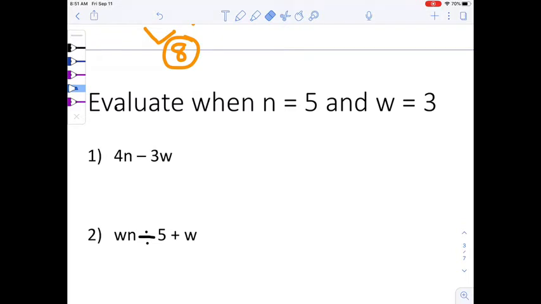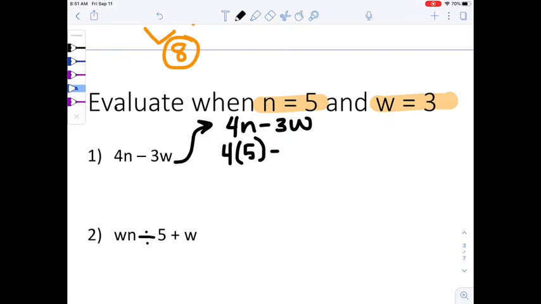This next problem says to evaluate, which means to solve, when n is 5 and w is 3. So anytime I have the variable of n, I'm going to plug in a 5. Anytime I have that variable of w, I'm going to plug in a 3. So I am going to rewrite this problem over here, 4n minus 3w, just to give me some more space. And then I'm going to plug in those numbers. So 4 times, and instead of writing n, I'm writing 5, minus 3 times, and instead of writing w, I'm going to write 3.